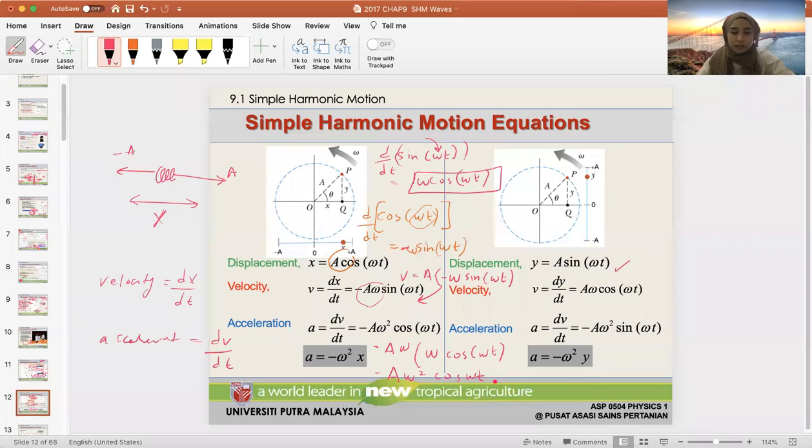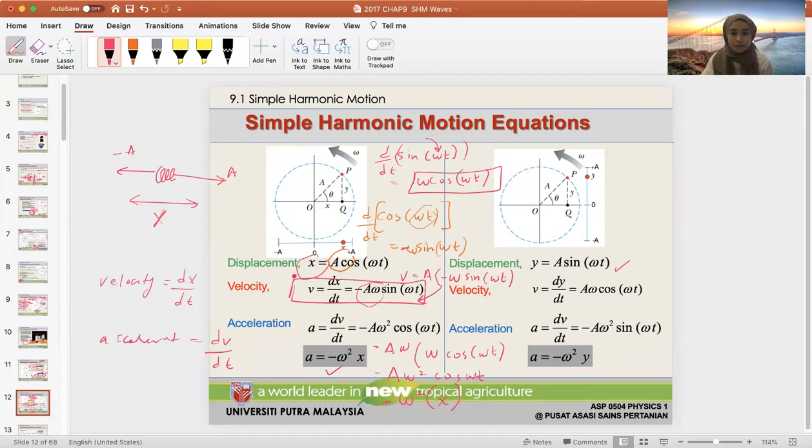A cosine omega t looks exactly like x, right? X is A cosine omega t. So saya boleh cakap macam ni. Minus omega squared x is my acceleration. Okay, you don't have to derive it. You can just memorize it. Just showing you, if you want to derive it, you can. Okay, so paling senang kat sini, ingatlah, kena memorize. So a is minus omega squared x or minus omega squared A cosine omega t. This is your equation for a.